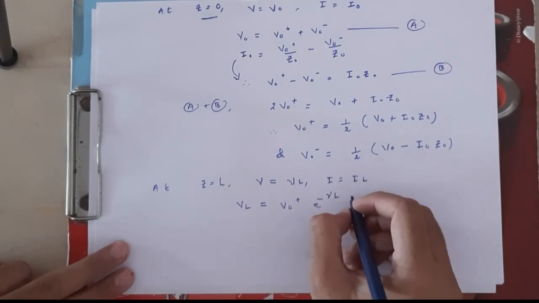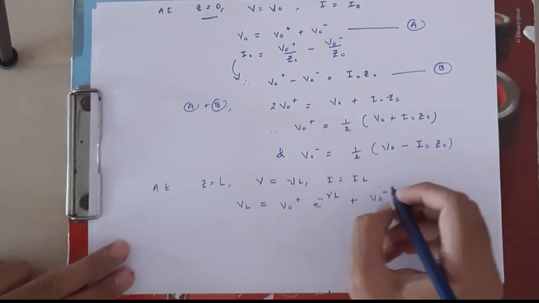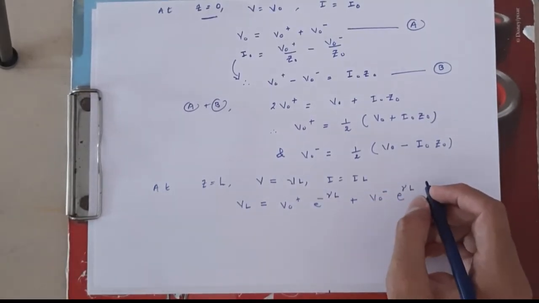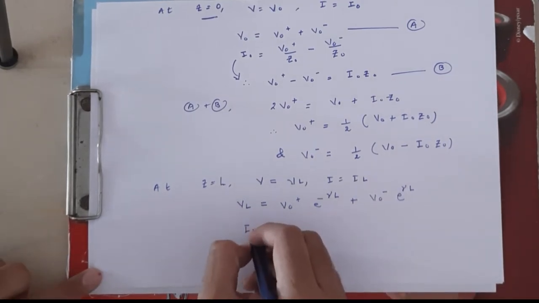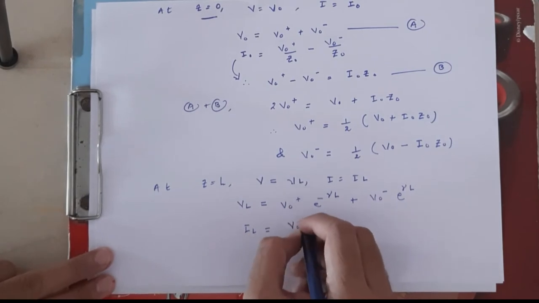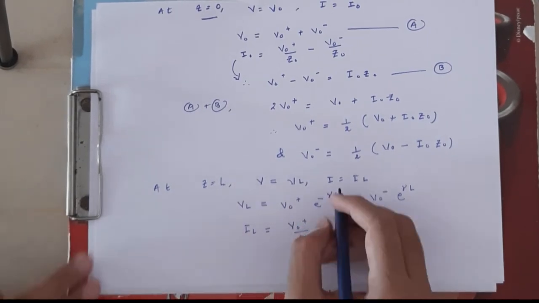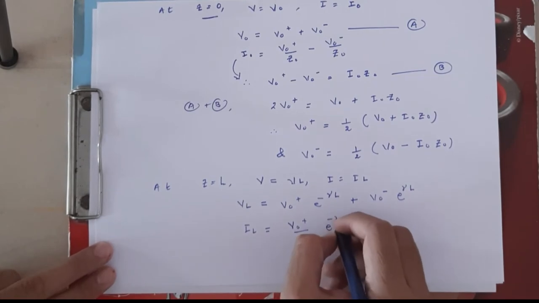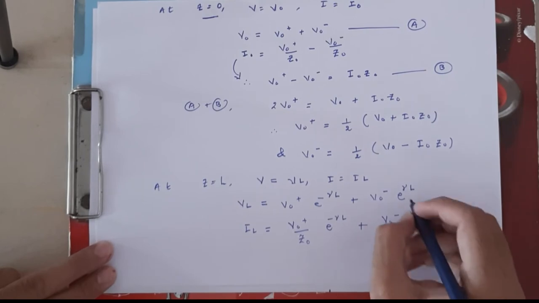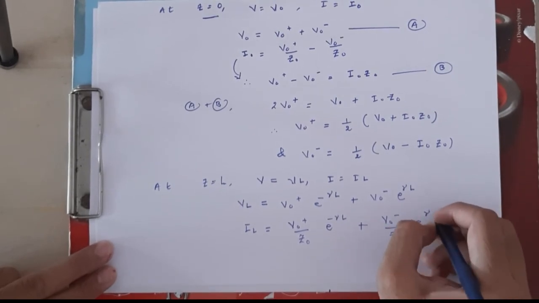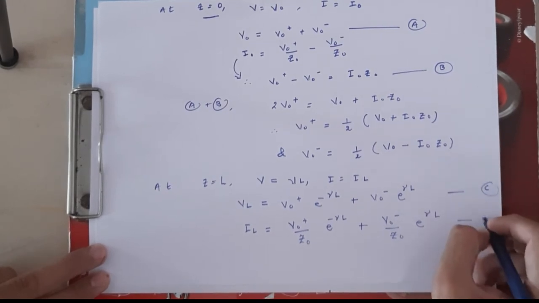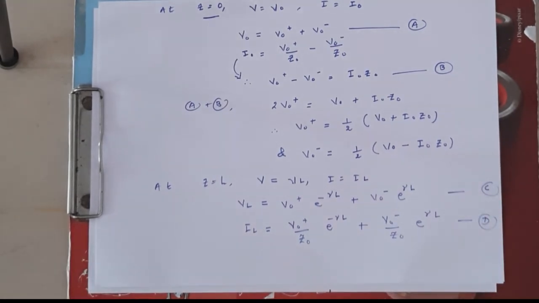So e raised to minus gamma L plus V0 minus e raised to plus gamma L. And the current equation is IL equals V0 plus by Z0 e raised to minus gamma L plus V0 minus by Z0 e raised to plus gamma L. Again I have to get two equations, equation C and equation D.